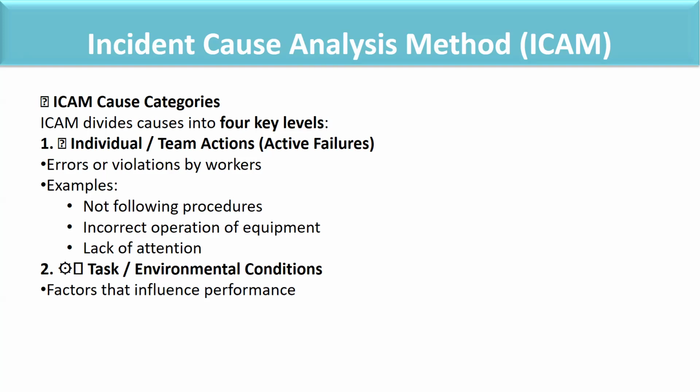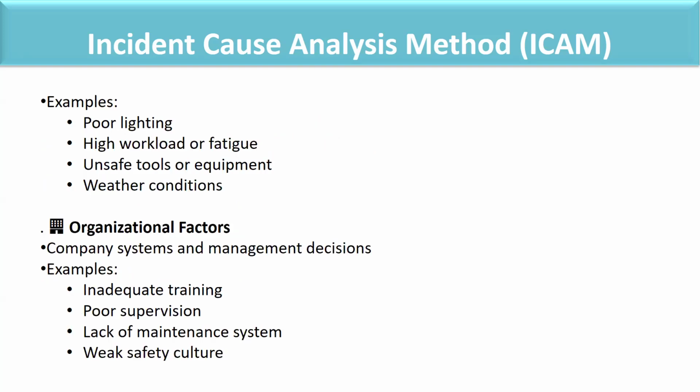Got the point? Yes, sir. Okay, so now we go ahead. Examples: poor lighting. This is called environment. Poor lighting, high workload or fatigue. Now, unsafe tools or equipment. Weather conditions.